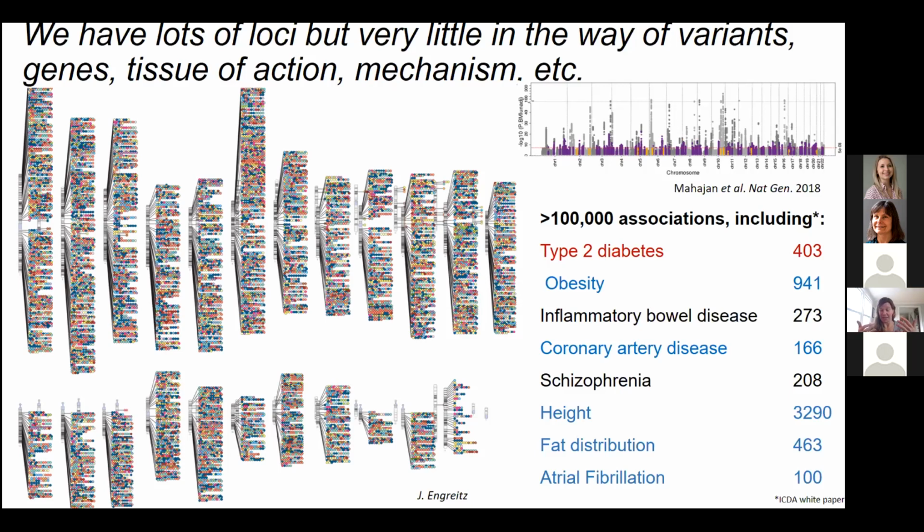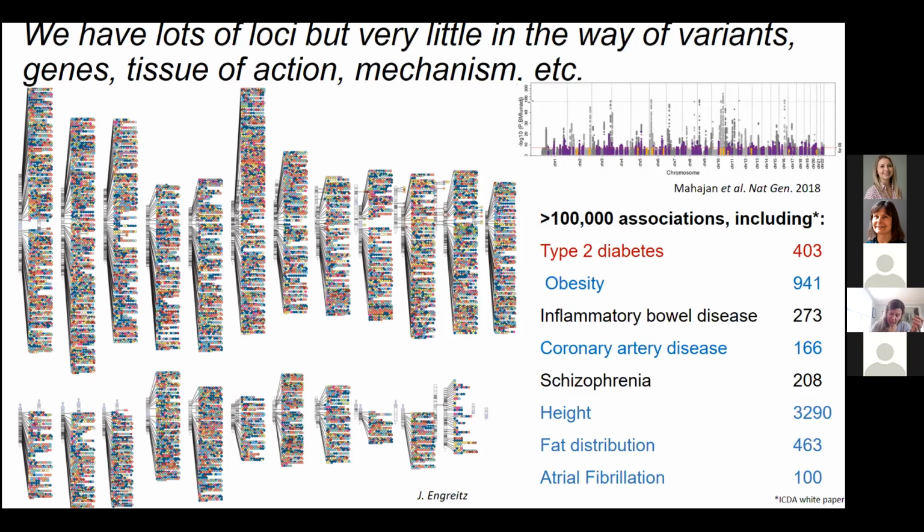And this case holds true for Type 2 diabetes. We have 402 loci, obesity, coronary artery disease, fat distribution, height, and the list goes on. And you're going to hear about the same challenge for Type 1 diabetes in a minute. So for us, really what we've done with genetic data, we need to move toward function.